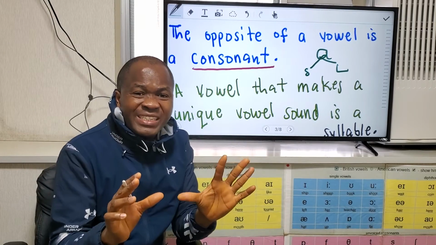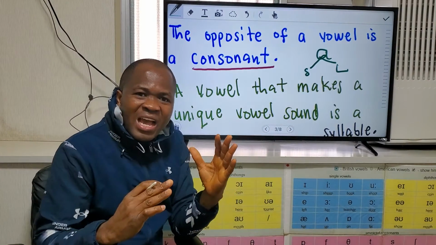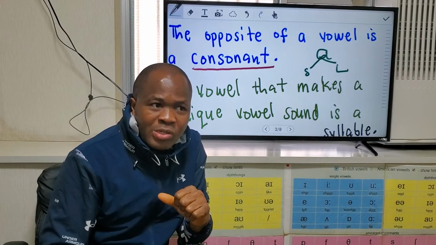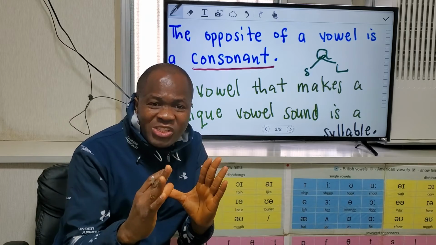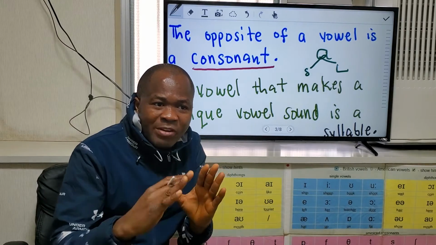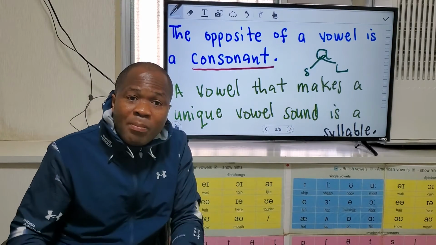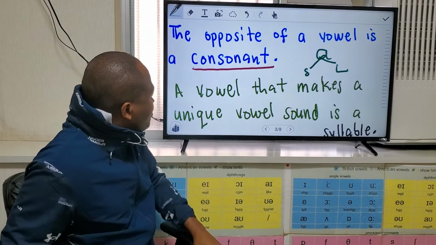And that uniqueness of the letter A, as a result of the sound that it makes, is what we call a syllable. So a syllable is a unique sound created by the vowels. That is a syllable. Okay, let's move on.